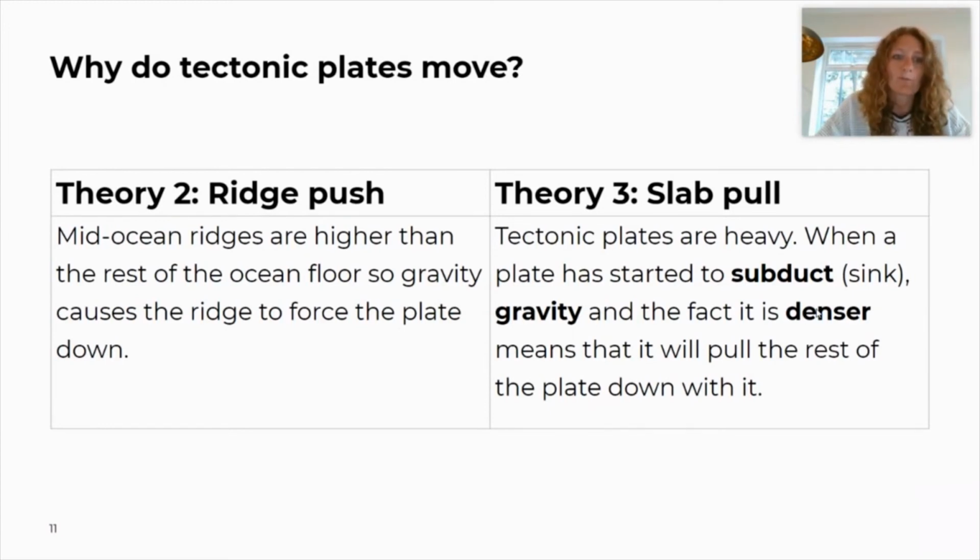Now, theory 2, ridge push, essentially argues that mid-ocean ridges are higher than the rest of the ocean floor. So gravity is causing the ridge to force the plate down. Now, when we start to have a look at tectonic plate boundaries, this will become more important. But for now, you just need to make a note of it. So pause the video if you want to now, or wait for me to finish explaining slab pull, and then off you go. Okay, so slab pull is theory 3.